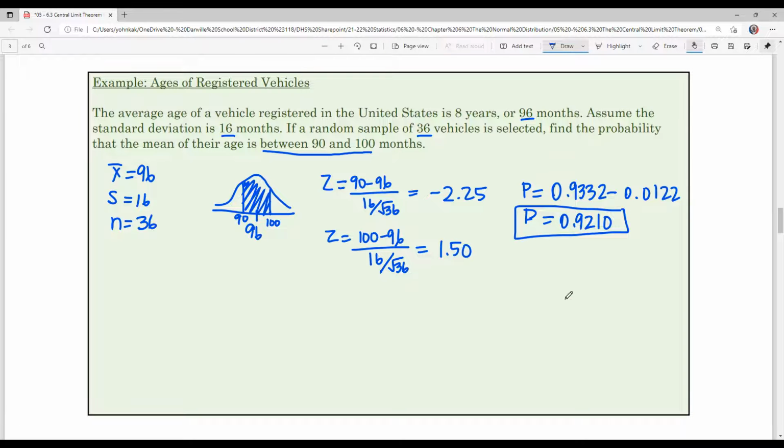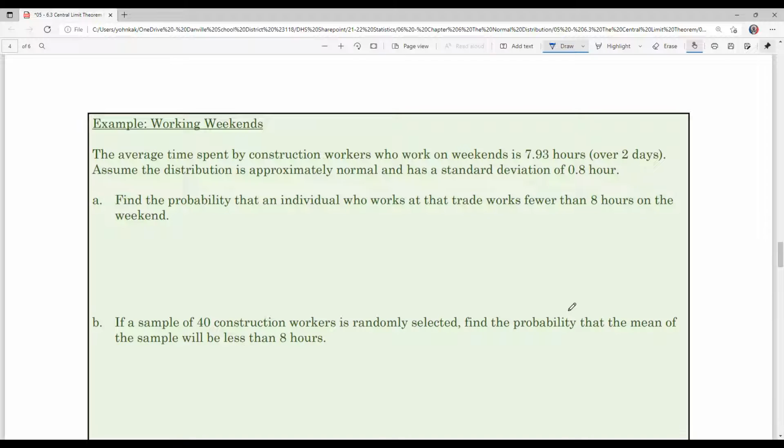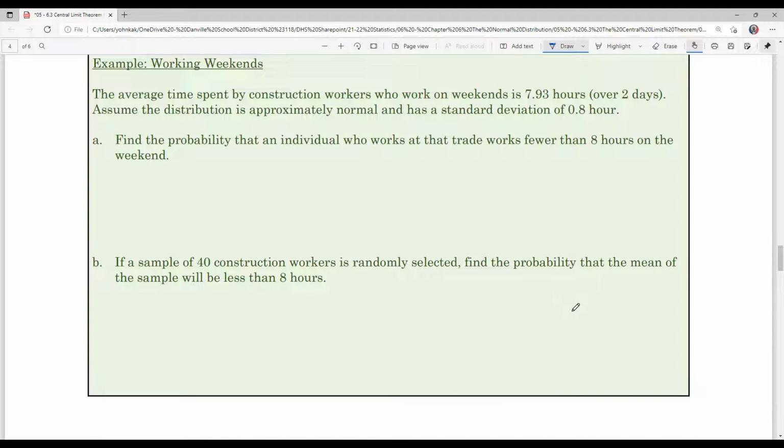All right, let's take a look at one more. This is an interesting problem. It has a part A and a part B, and they're different. The average time spent by construction workers who work on weekends is 7.93 hours, which is spread over 2 days. Assume the distribution is approximately normal and has a standard deviation of 0.8 hours. Find the probability that an individual who works at that trade works fewer than 8 hours on the weekend.